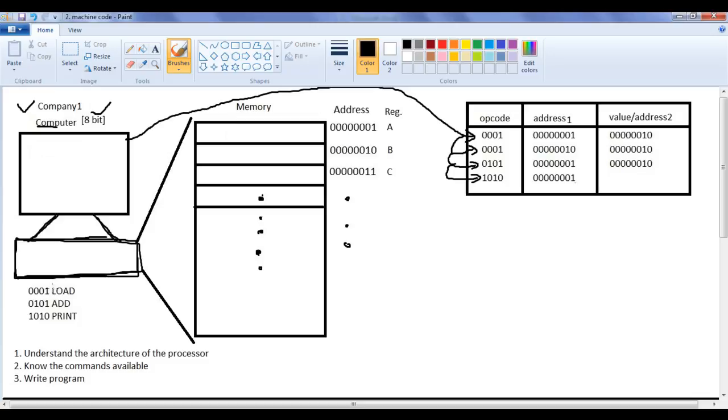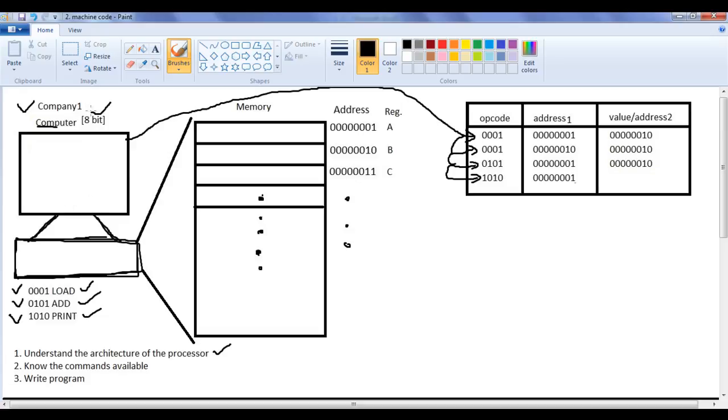So here we have some tokens written. 0001 indicates the load command or load token. 0101 indicates the add command. 1010 indicates the print command with respect to this hypothetical machine. So here I have some steps written. First step is to understand the architecture of the computer or processor. So this computer has a CPU or a processor, or we can just say the computer itself. We understand the architecture.